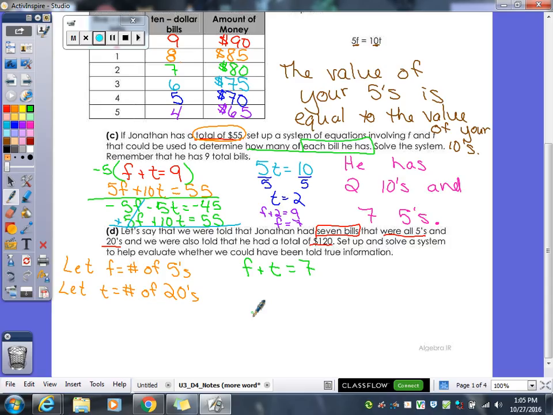So now our second equation is going to be the money one. How much are our 5s worth? 5. I kind of gave you the answer. How much are our 20s worth? And he has how much total? 120. So now we just got to solve it like we would any of our other ones. So what am I going to multiply times? -5. So I get -5f minus 5t equals -35.